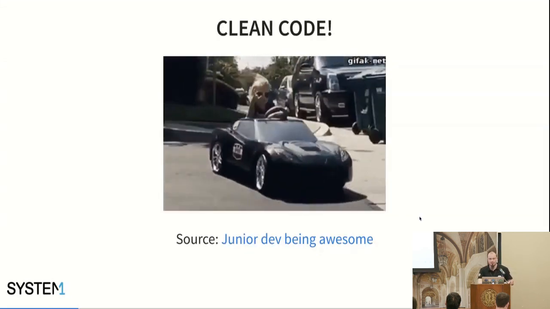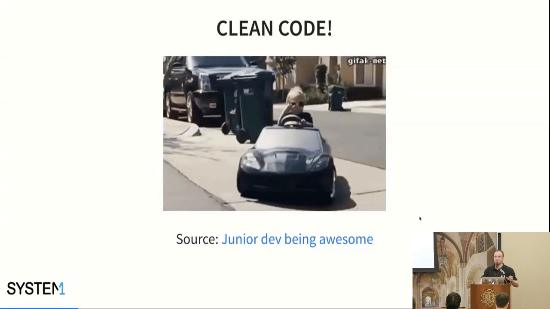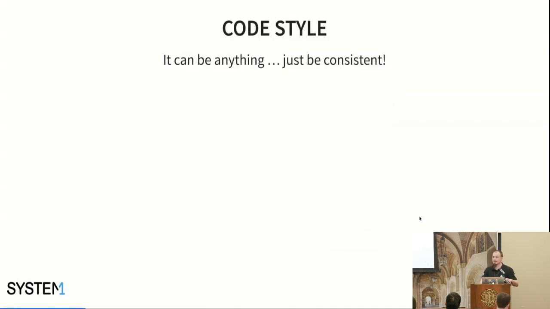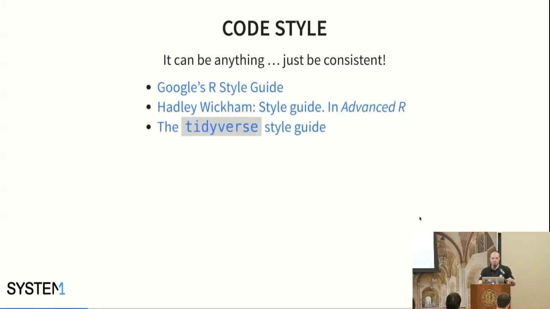And that's it. Let's switch to the next topic: coding with style. That's also really, really important. And that style can basically be anything, just be consistent, and it's probably a good idea to check with your colleagues. It can be the pretty outdated Google's R style guide, or Hadley's style guide from the Advanced R book, or more recently the Tidyverse guide, or you can just make up your own.